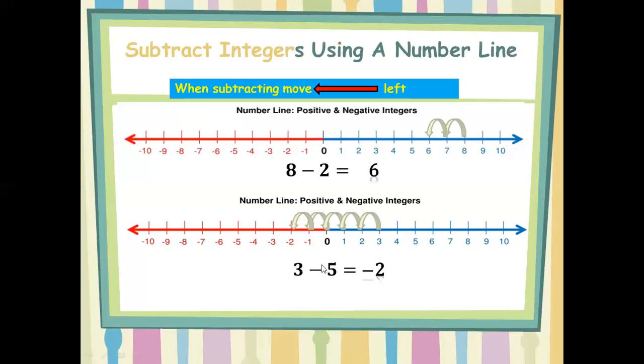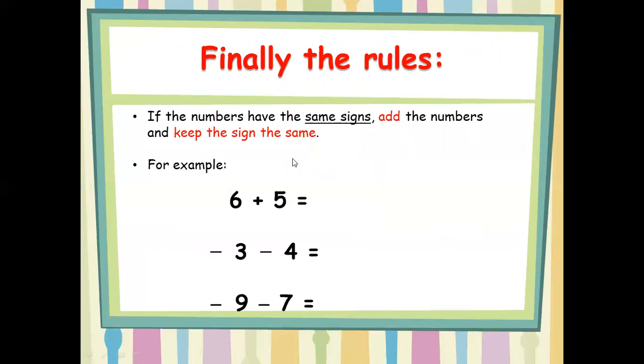So 3 is positive, negative 5 is smaller than 3. So that's why we could subtract. So 3 minus 5 is going to give you a negative 2. Let's go on and check some more roots.